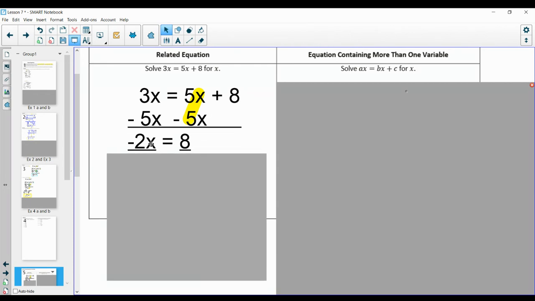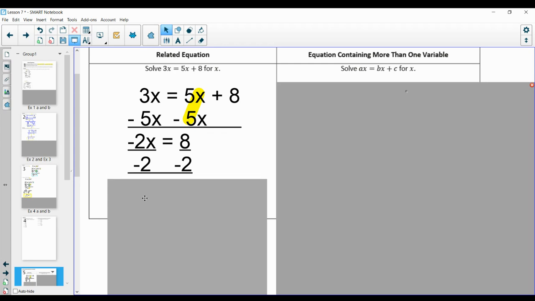Remember, I want to get x by itself. How do I get rid of multiplying by negative 2? Divide both sides by negative 2, and I'm left with x equals negative 4. A pretty basic variable on both sides equation. We're going to use that to look at how to solve a literal equation in a similar manner.